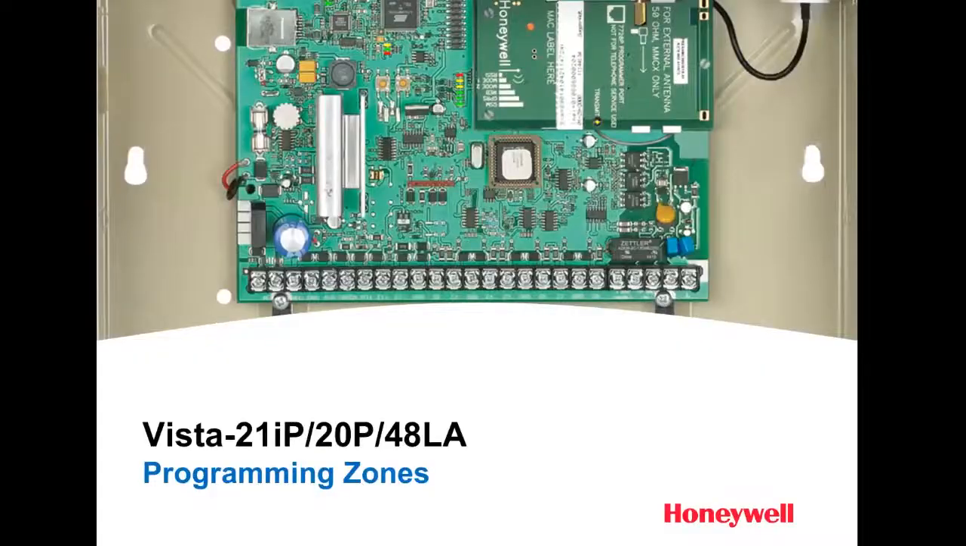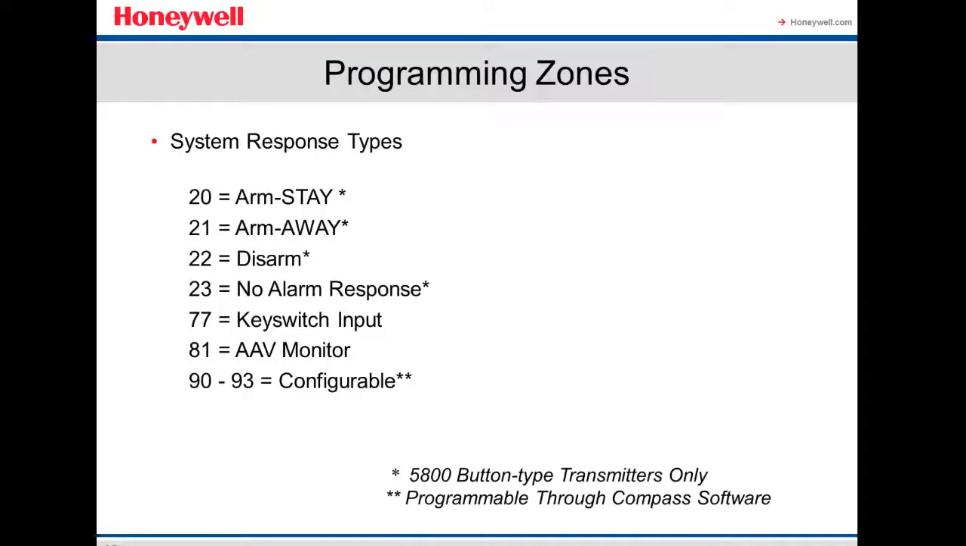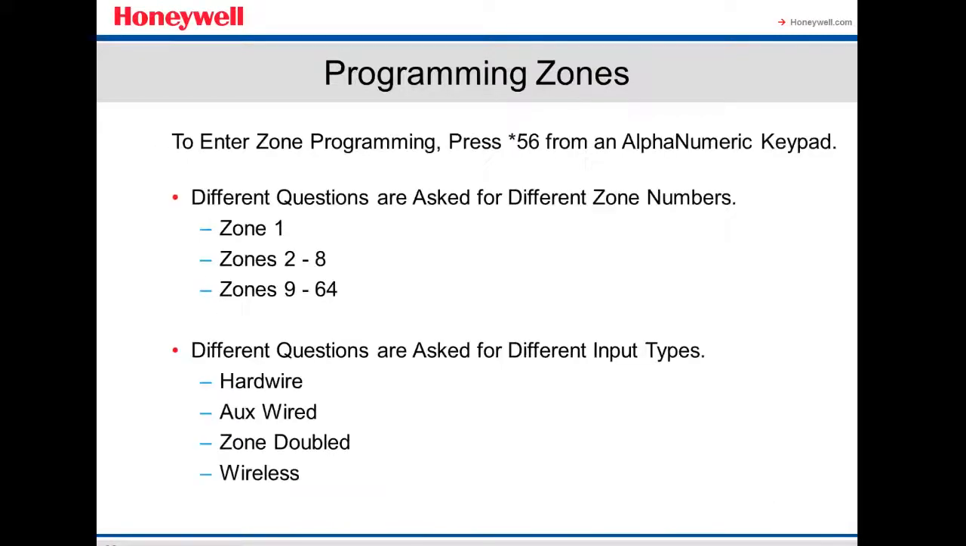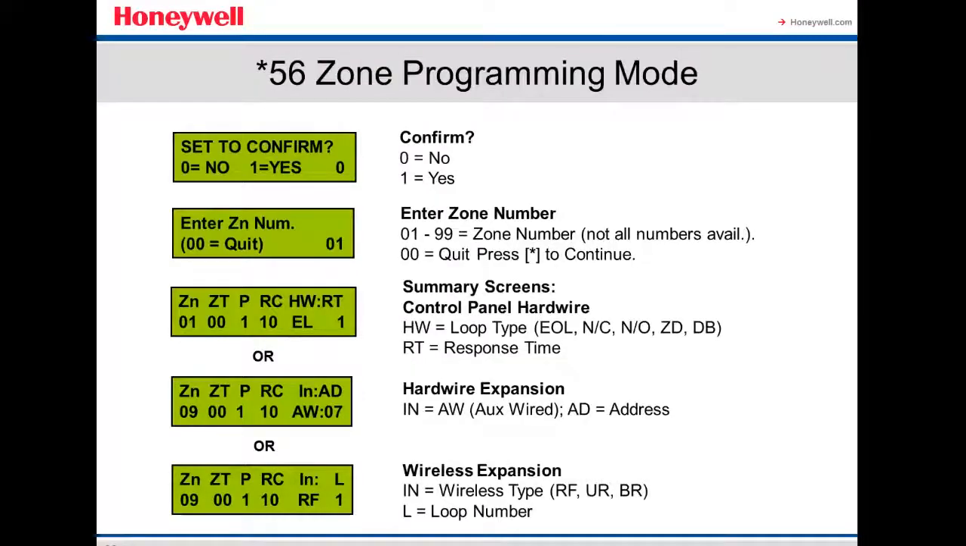This is programming zone. This is a list of the programming zones. The most common ones: entry delay number 1 is zone type number 1, entry delay 2 is type number 2, and so on. When you start programming, you're going to see all different types of zones. Right? These are programming zones. This is response type. This is for the key fob. We use this zone for the key fob. Zone number 20, 21, 22, 23. This is how you program.